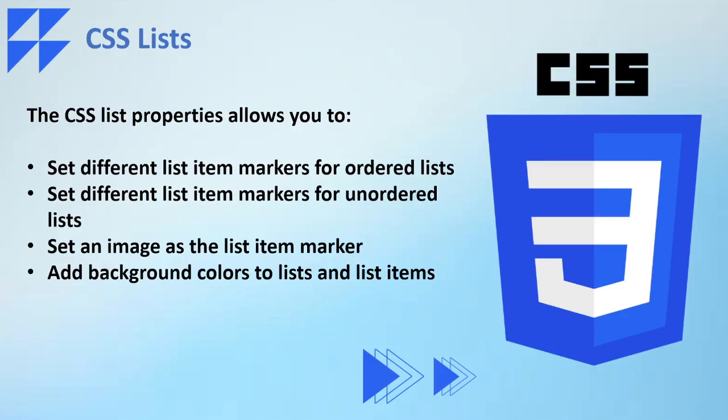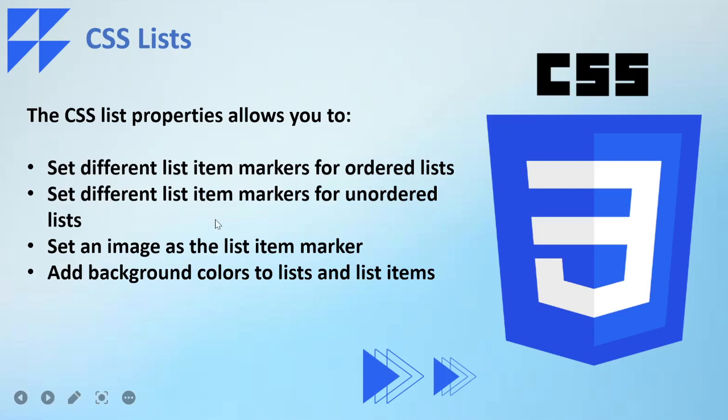So guys, in today's video we are going to see how we can style lists with the help of CSS. When we make use of CSS list properties, we can do different things on a list. So let's see what all the different things are that we can do. First, we can set different list item markers for the ordered list and for the unordered list.